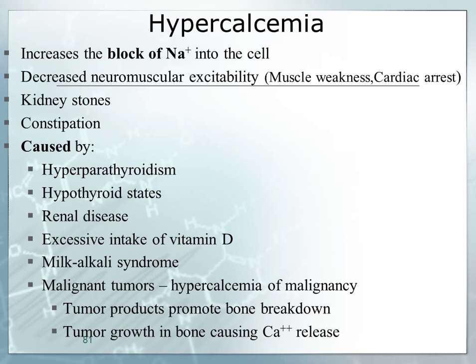Having too much calcium causes things like kidney stones, constipation. Because what's it doing to the smooth muscle? Slowing it down. And when you slow down the smooth muscle in the GI tract, you get constipated. And then some of the causes. Hyperparathyroidism. Too much PTH. What did PTH do to your bones? It broke them and put the calcium where? Into the blood.